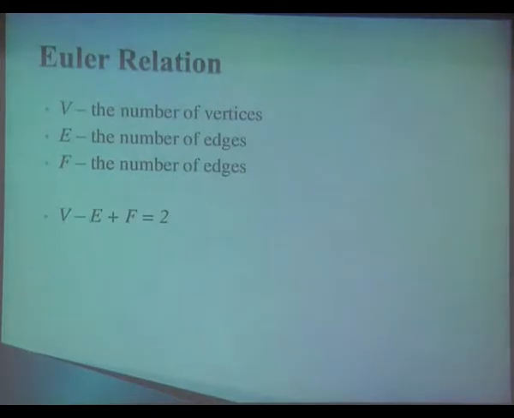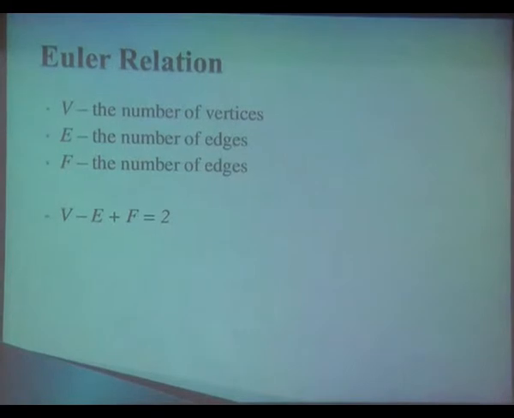Basically every polyhedron follows this particular relation. It's called the Euler relation, which relates the number of vertices, edges, and faces. It's simply V minus E plus F, that is equal to 2. And I'll just give you an elementary proof as to how this is done, and this is completely accessible to even a 7th standard student.